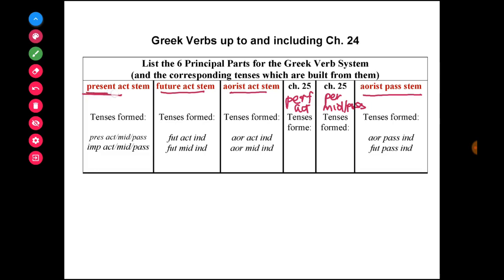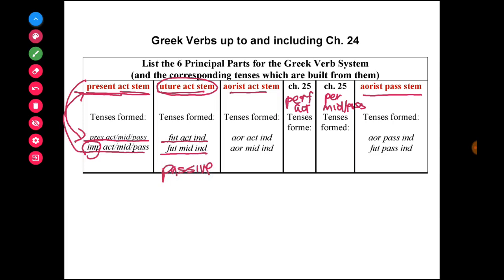system. So if I know the present active stem, I can give you all the forms for the present active, middle, passive indicative, and the imperfect active, middle, and passive indicative. The imperfect tense is based off of the present tense stem. If I know the future active stem, then I can give you all the forms for the future active indicative and the future middle indicative, but not the passive.